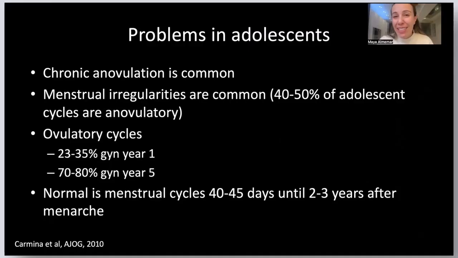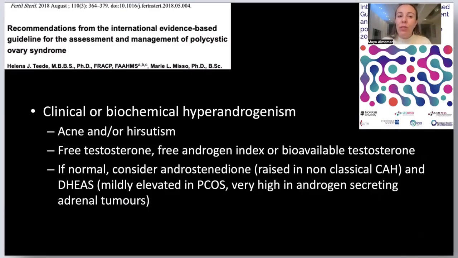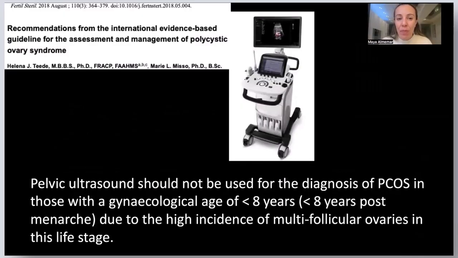And so irregular cycles and ovulation is normal in the beginning. And so this led Helena Teed to do some work and has done some wonderful publications. And she's the leader on the ESHRE paper and the international consensus to define more clearly what constitutes oligoanovulation in adolescents and what would define and enable us to diagnose clinical and biochemical hyperandrogenism in this age group.